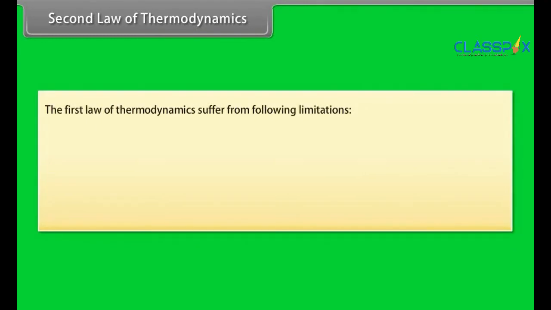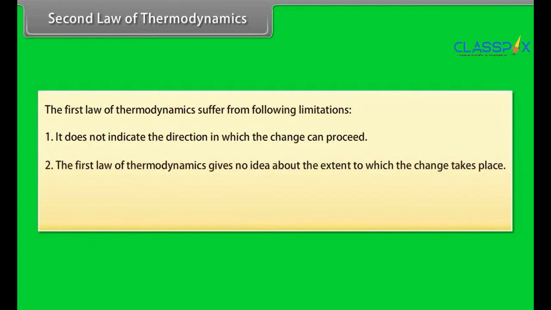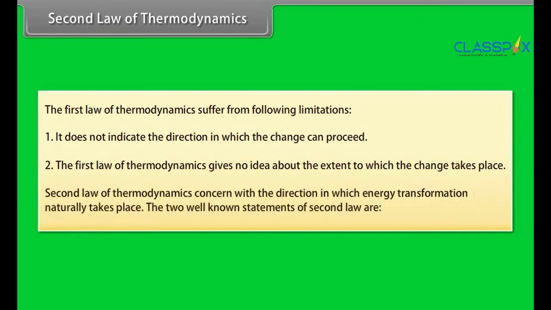Second law of thermodynamics. The first law of thermodynamics suffers from the following limitations. Number 1. It does not indicate the temperature at which change can proceed. Number 2. The first law of thermodynamics gives no idea about the extent to which the changes take place. The second law of thermodynamics concerns the direction in which energy transformation naturally takes place.